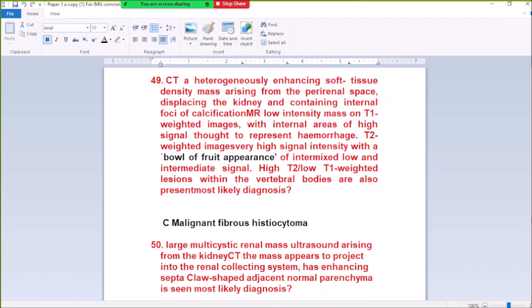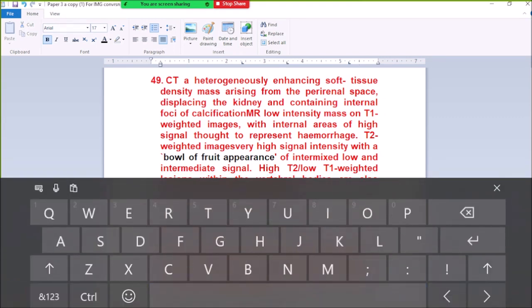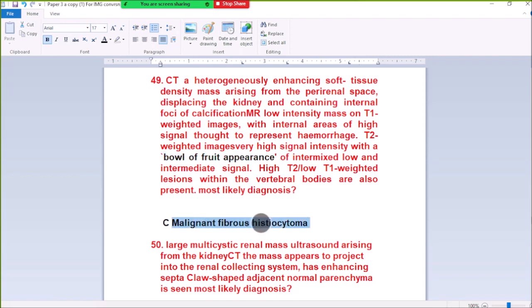49. CT shows a heterogeneous, soft tissue density mass arising from the perirenal space, displacing the kidney and containing internal coarse calcification. It is a low intensity mass on T1 weighted images, with internal areas of high signal that do not represent hemorrhage. T2 weighted images show very high signal with a ball of fluid appearance, of an intermixed low and intermediate signal. High T2, low T1. Lesions within the vertebral body are also seen. Most likely diagnosis: malignant fibrous histiocytoma. Ball of fluid appearance is seen in malignant fibrous histiocytoma.